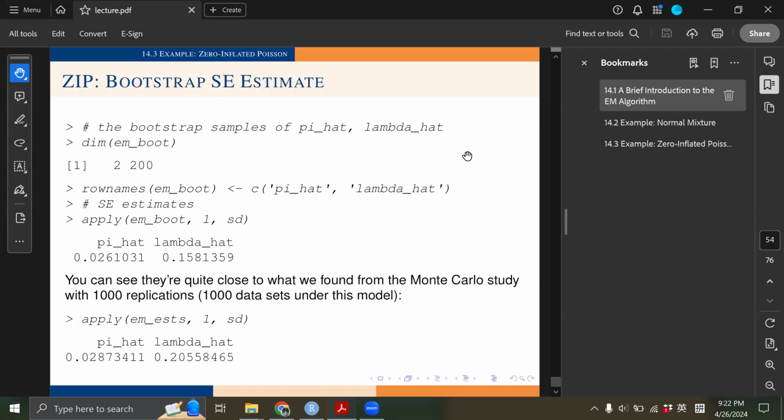So that wraps up the EM algorithm, and you can see that it's actually a very powerful tool for you to run a bunch of latent variable models in statistics.